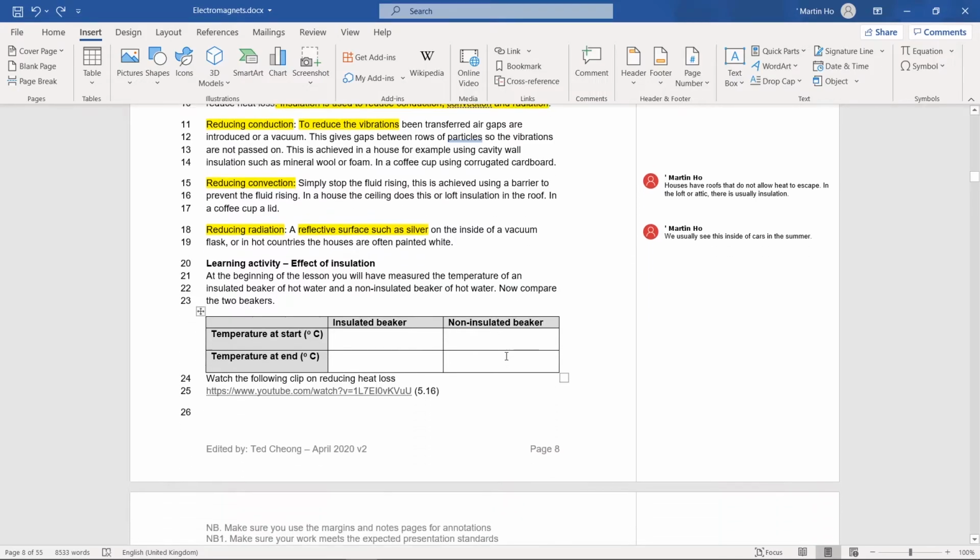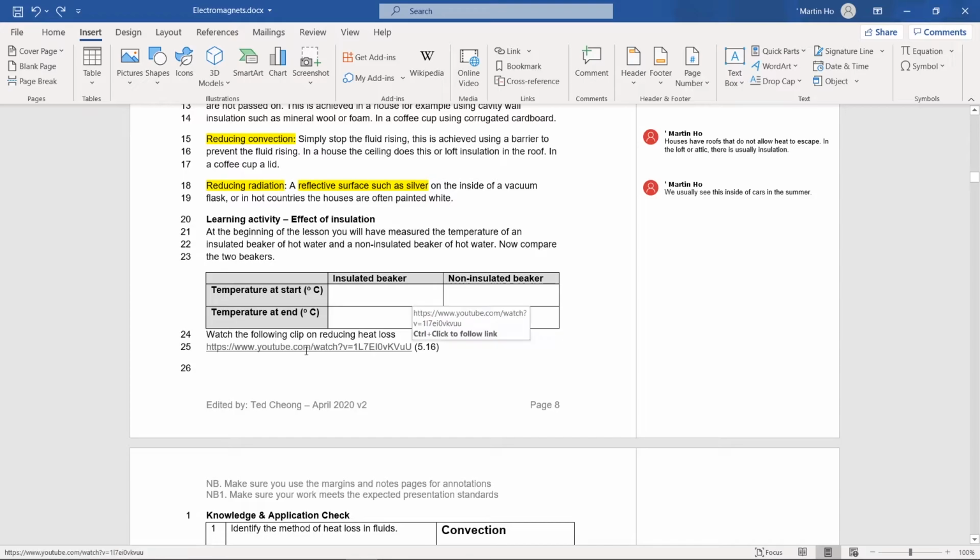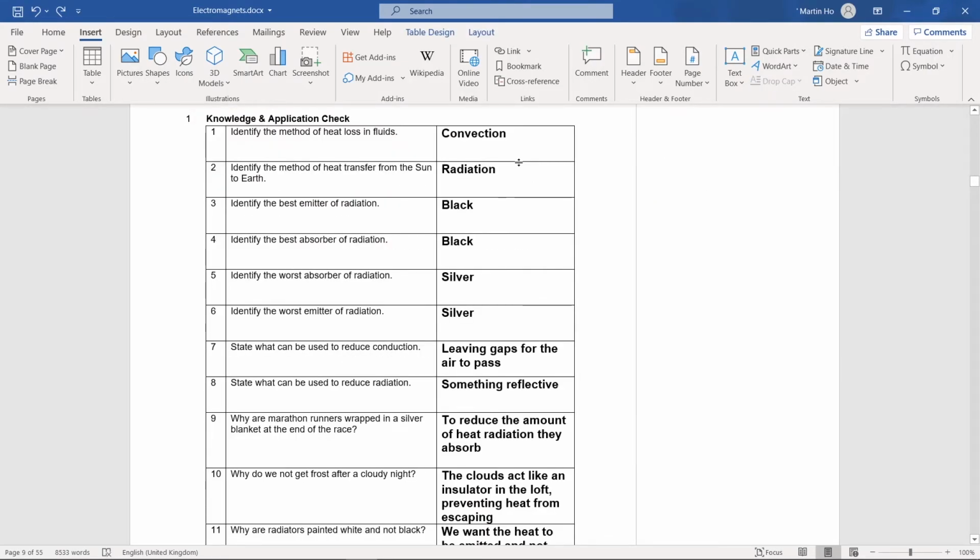So, for the learning activity for this lesson, please watch this video on the effects of insulation. There is a clip found in the description section below on reducing heat loss. Once you finish watching the clip, now that you're finished, let's take it up.